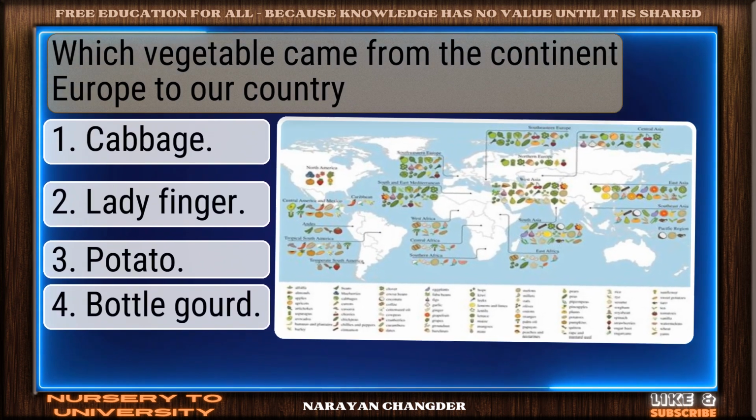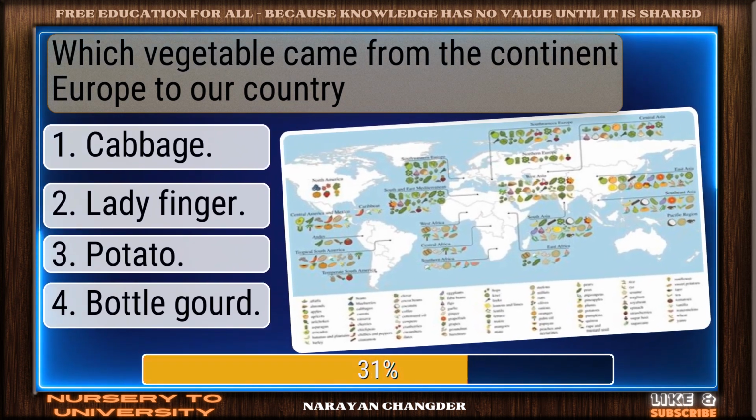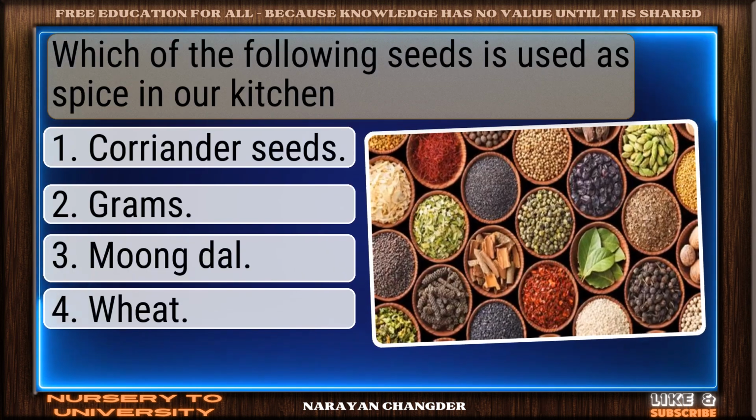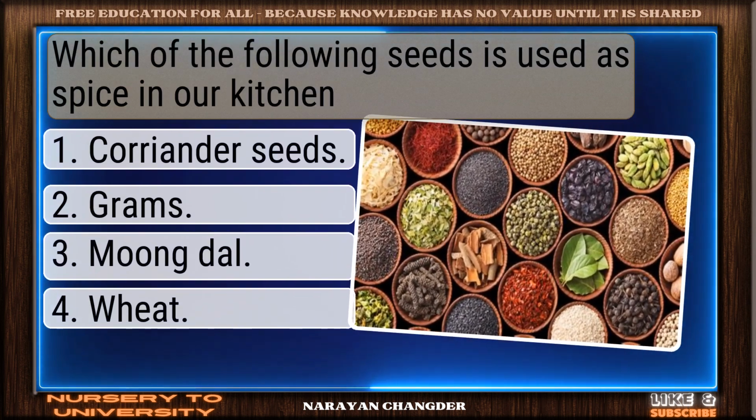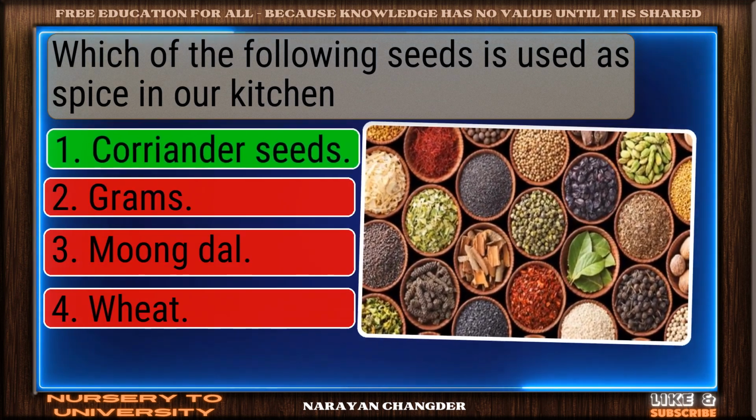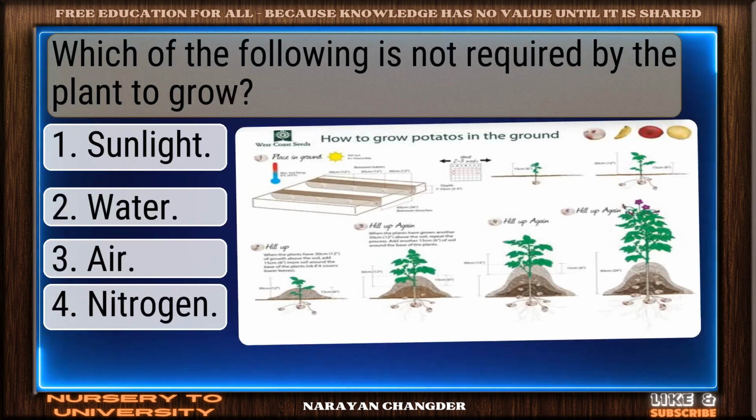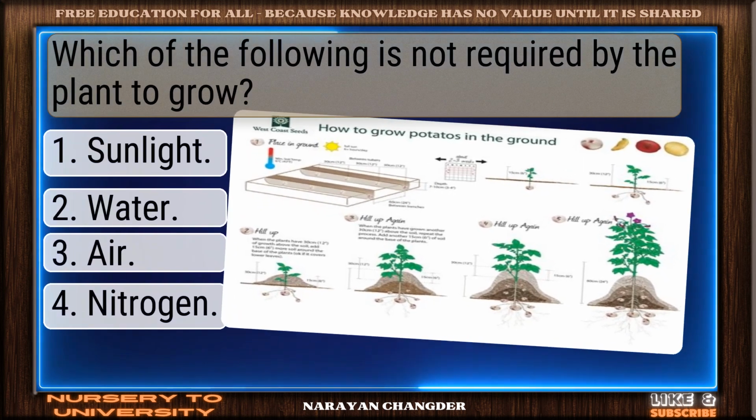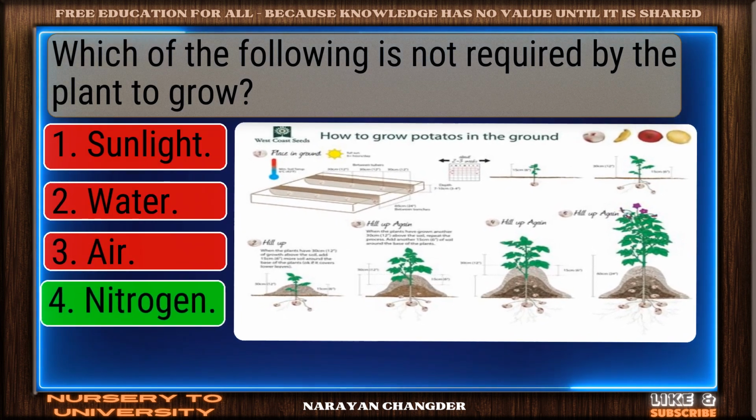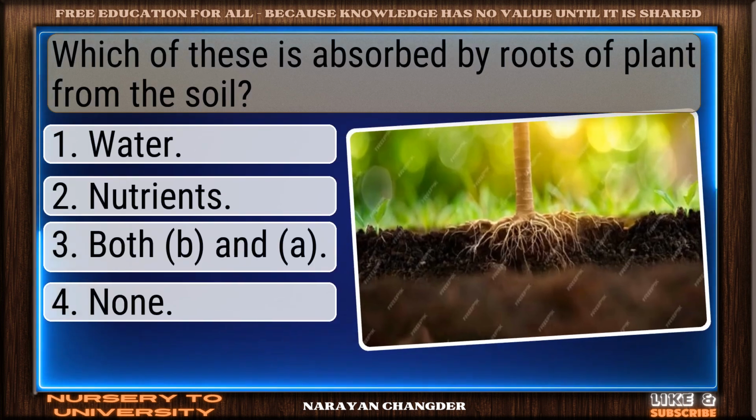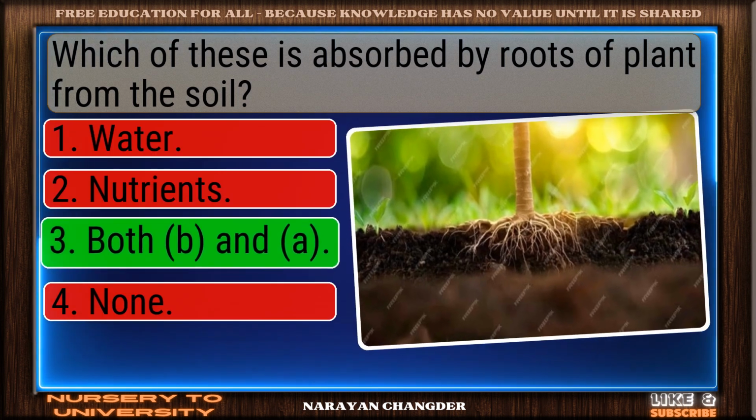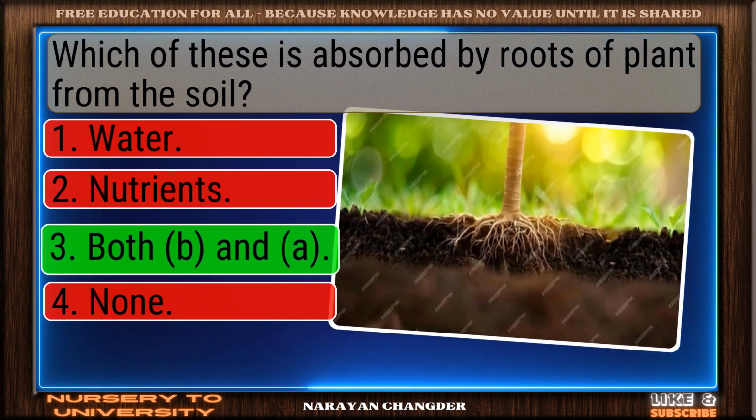Which vegetable came from the continent Europe to our country? You got it. Your choice, cabbage, is right. Which of the following seeds is used as spice in our kitchen? Good thinking. Coriander seeds is the right answer. Which of the following is not required by the plant to grow? Smart pick. Nitrogen is the correct choice. Which of these is absorbed by roots of plant from the soil? You chose both and it is correct.